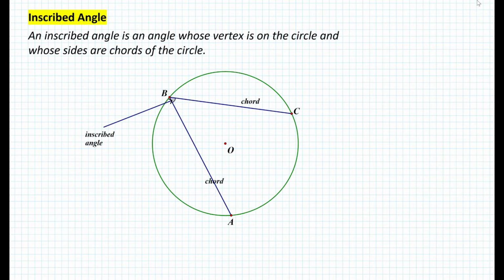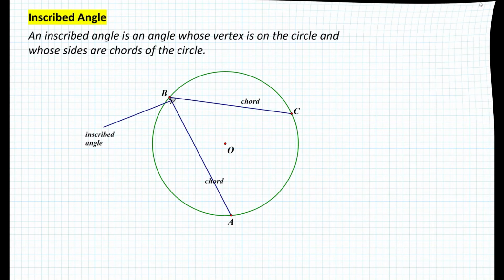As you can see, here we have circle O, then we have two chords, AB and CB, both intersecting at point B, and the vertex is on the circle itself. That is called the inscribed angle. And again, in today's lesson, we will be learning about the relationship between chords and inscribed angles, and if there are any relationships also with the diameter of the circle. So let's get started with the first relationship.